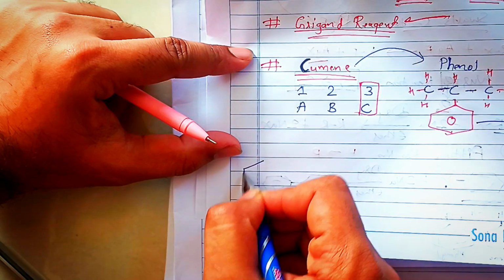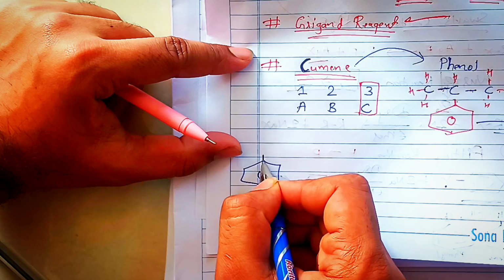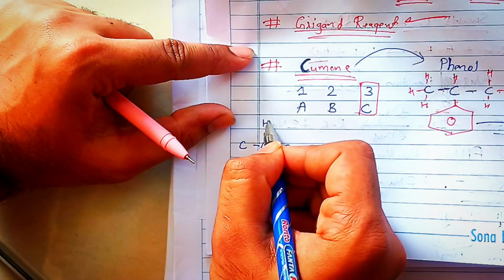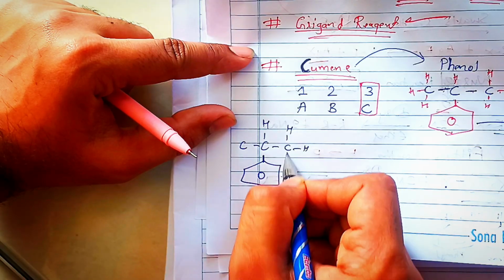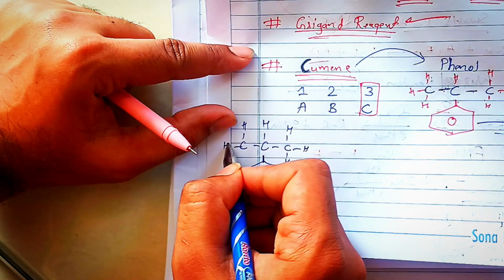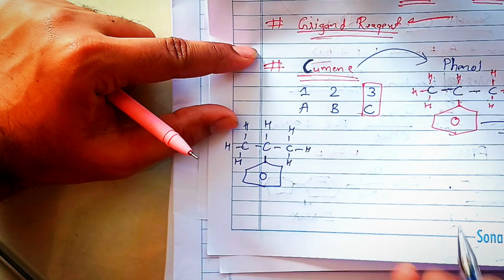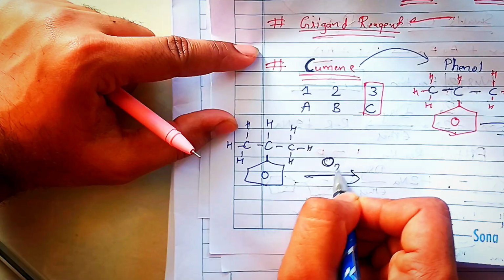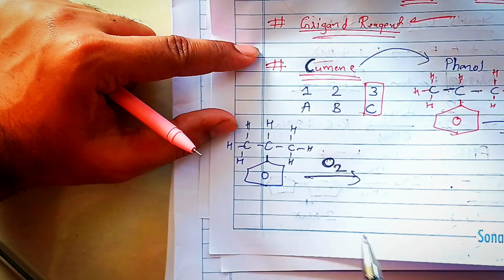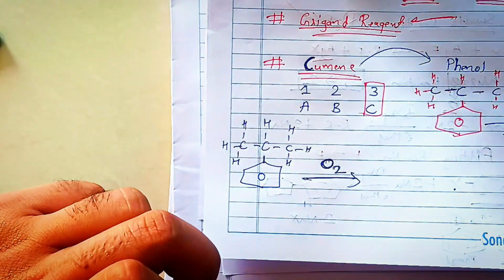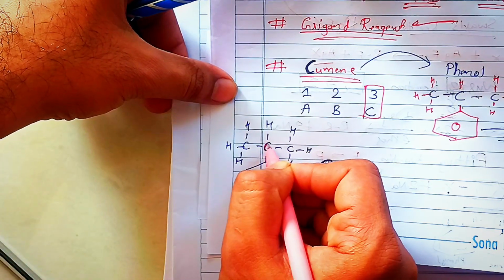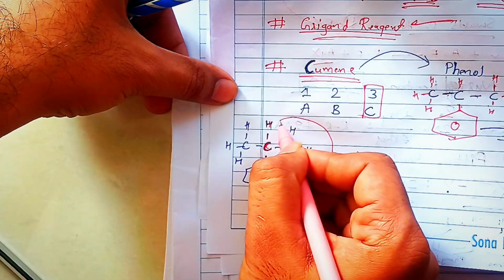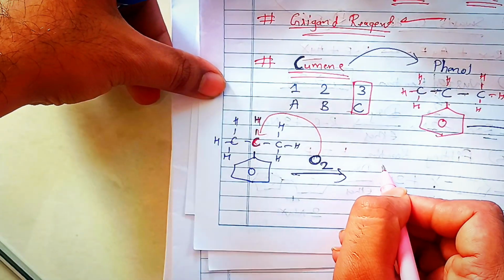So first of all we have to make the structure of cumene, 1, 2, 3, right? Then H, H, H, H, H, H, H. So this is the structure of cumene, and then we have to add the oxygen. Here oxygen will be in O2 form, right? Here only the center one has only one hydrogen, so here we can add this oxygen, right?